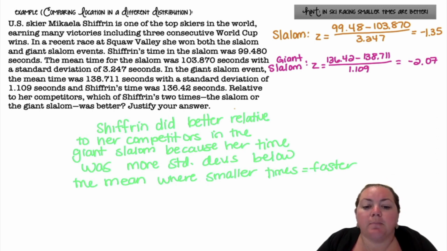So Shiffrin did better relative to her competitors in the giant slalom because her time was more standard deviations below the mean, where smaller times equals a faster run.